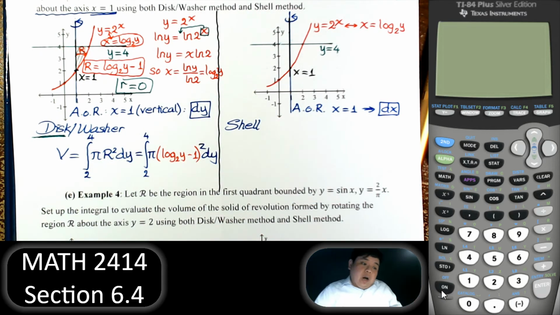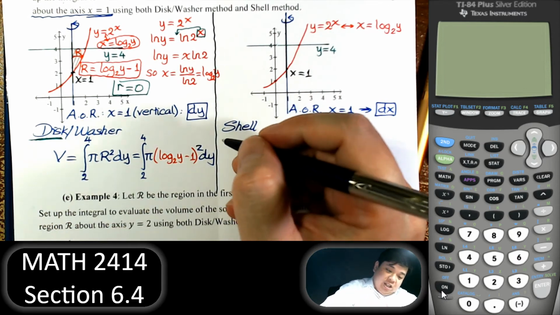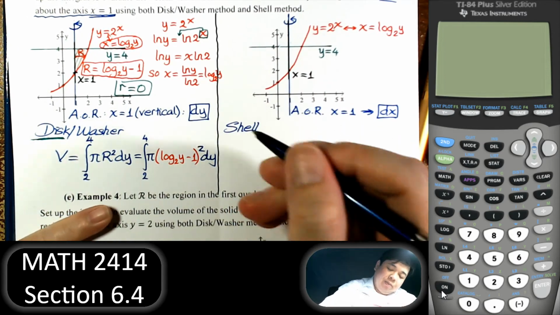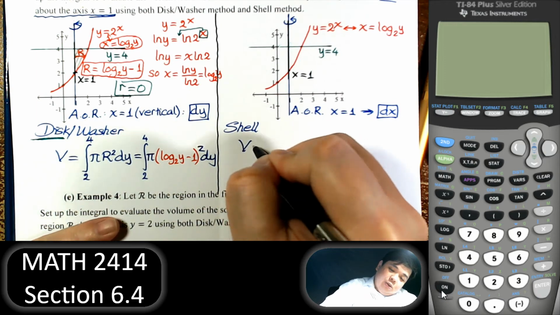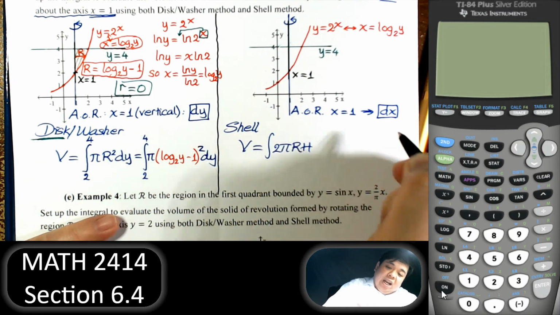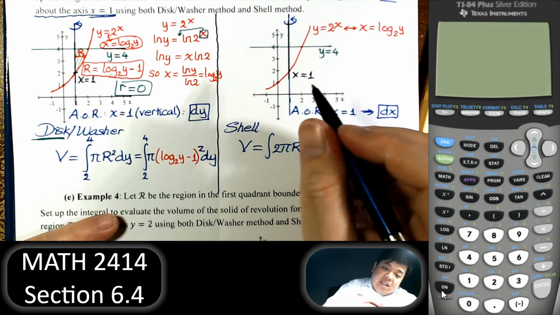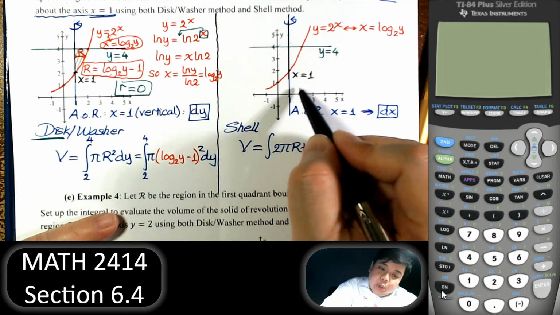And then we square that, and dy. Now the shell method, we're going to use dx, and the shell method is just one formula. There's not two like in the washer. It's going to be 2 pi r h. Now we know it's going to be dx, and x in this case goes from 1 to 2.